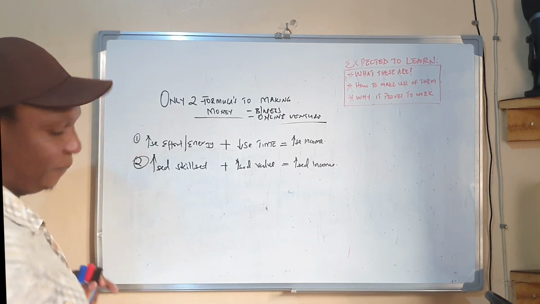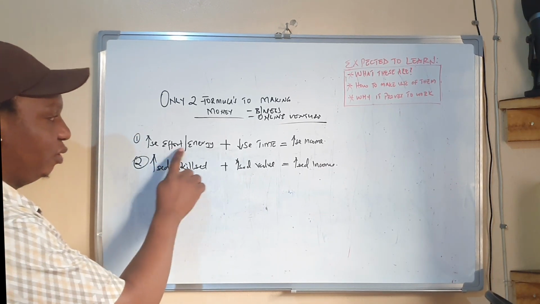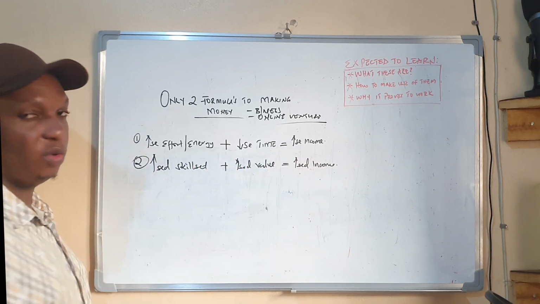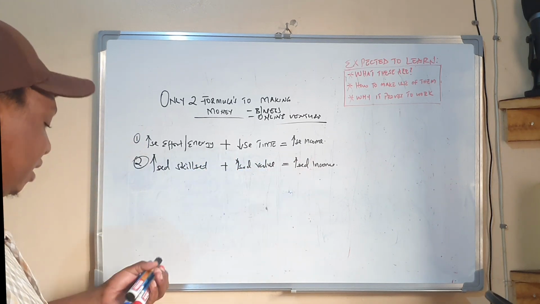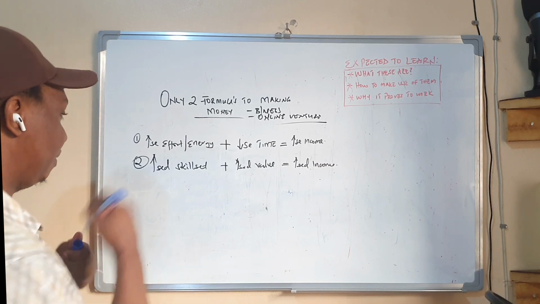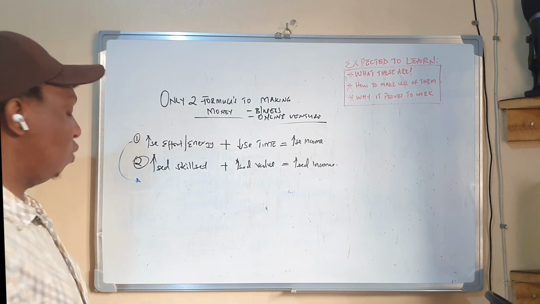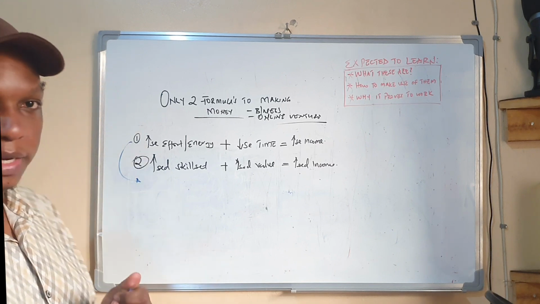So one, you've got to increase the effort or energy. Couple that with decreased time, and that will result in increased income. So let's first try and break down the first formula. We are looking at this effort or energy. When we hear of effort, what comes into our mind?